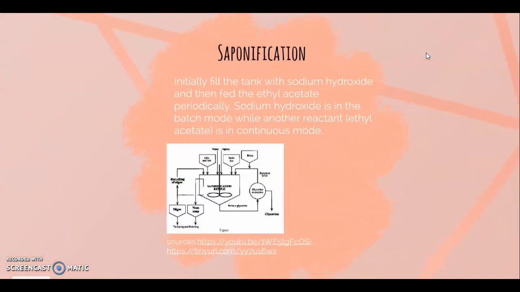Next is saponification. Saponification is a process that involves conversion of fat, oil, or lipid into soap and alcohol by the action of heat in the presence of aqueous alkali such as sodium hydroxide. Initially, in this process, we fill the tank with the sodium hydroxide and then feed the ethyl acetate periodically. Sodium hydroxide is in the batch mode, while another reactant, for example ethyl acetate, is in the continuous mode.